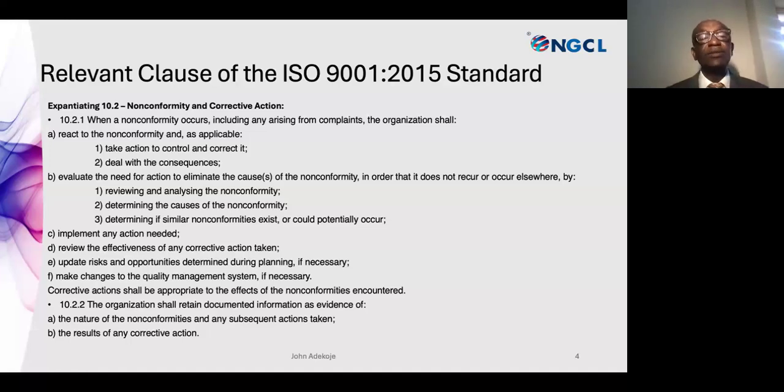2, deal with the consequences, whatever has arisen as a result of that non-conformity. What has it caused? What has it done? What damage or improvement has it done to deal with those consequences?